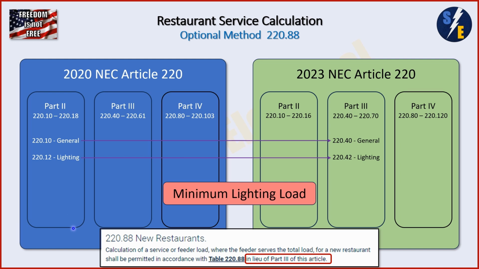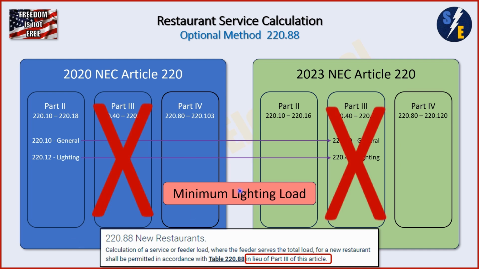So I don't think this is their intent, and I think they're probably going to make some changes or add some clarification in the next cycle. I'm hoping they will, because as it stands right now, Part 3 is exempted from the calculation, and therefore that knocks out our minimum lighting load from being used in 2023.